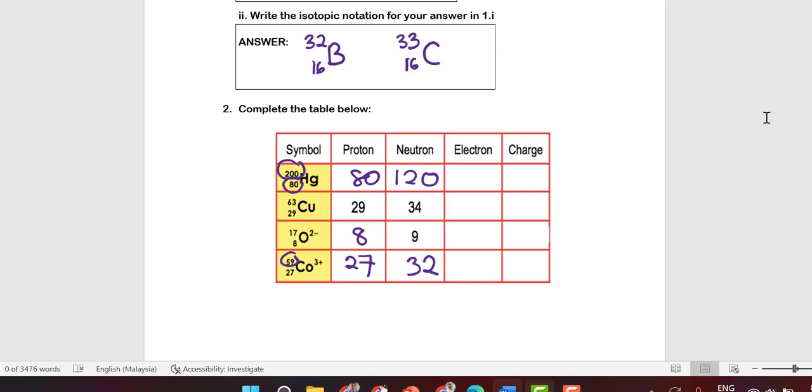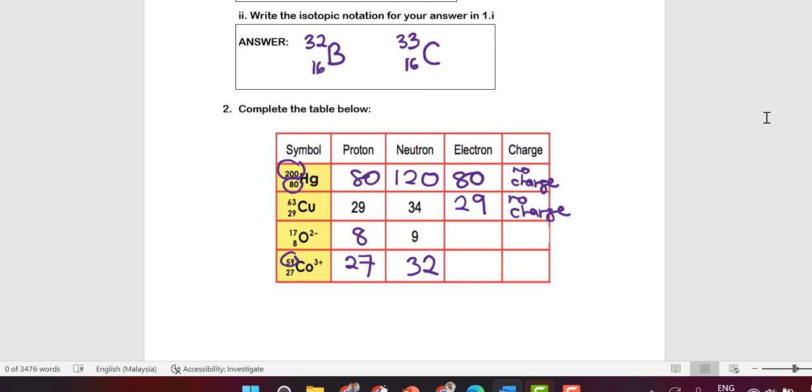Here we have mercury, so there is no charge at mercury. So number of proton and number of electron are the same. So no charge. It's neutral. Okay, so here there is no charge. So number of electron and number of proton are the same. So no charge, neutral.